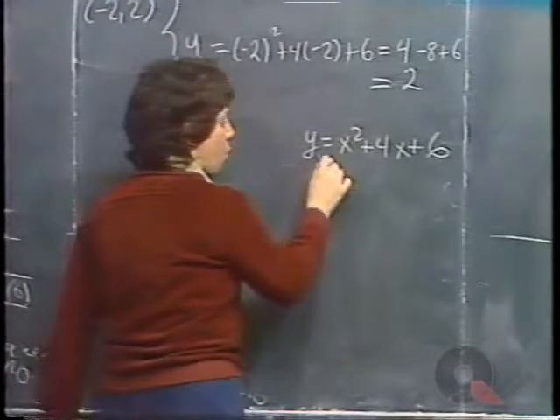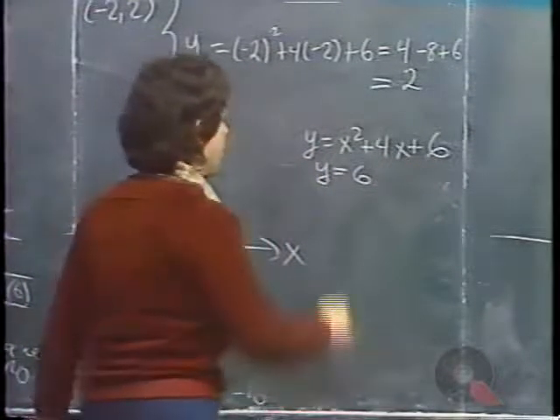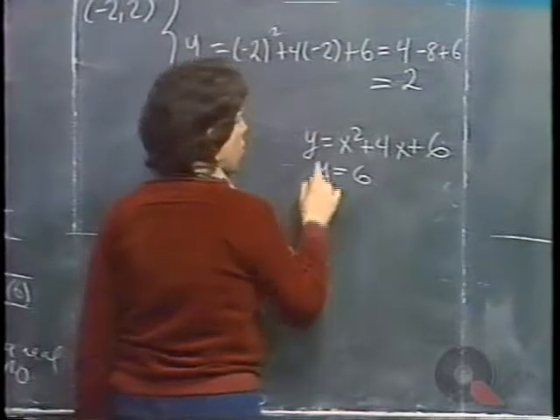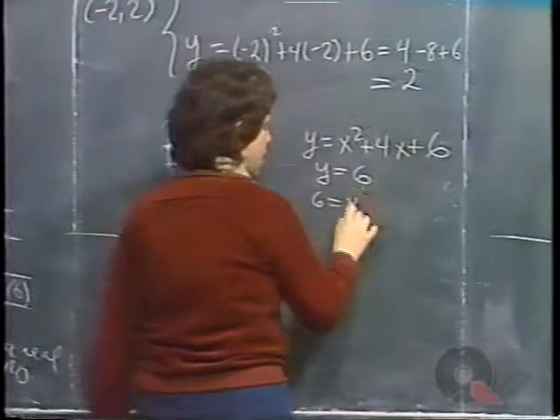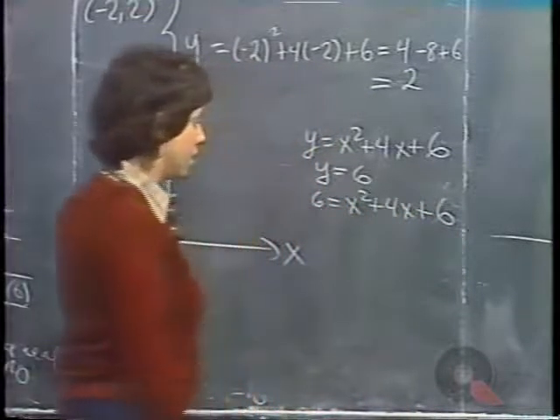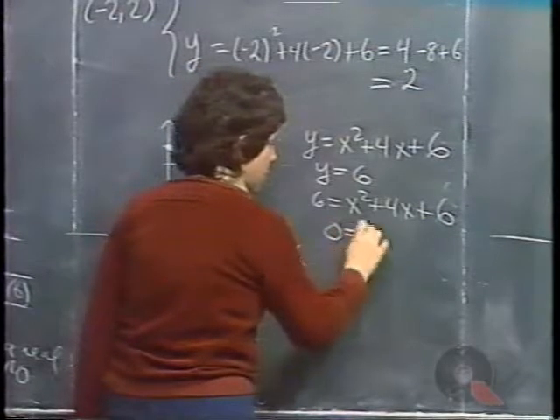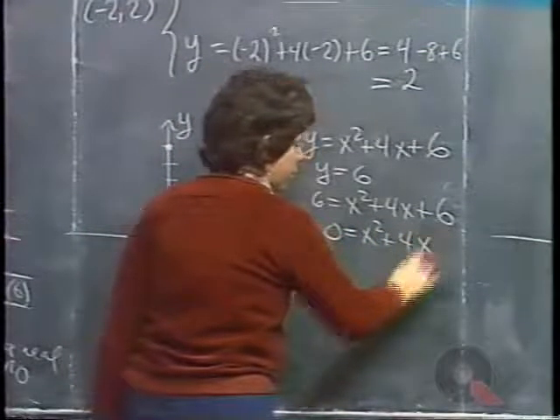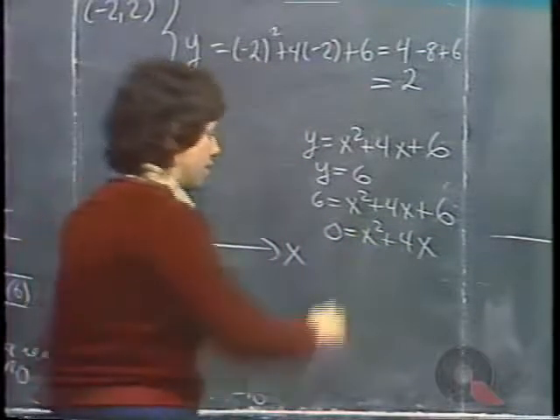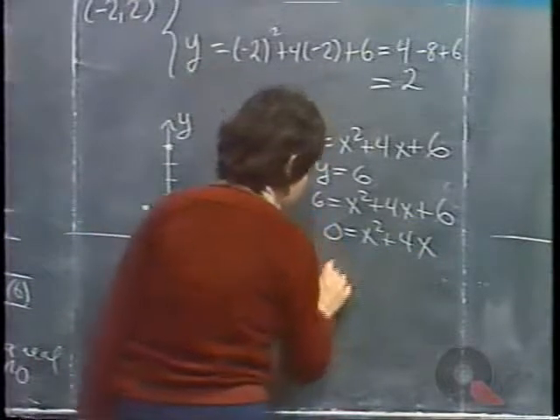Let's set y equal to 6, in other words, whatever the constant is here, c. If y is equal to 6, we get 6 is equal to x squared plus 4x plus 6. Subtracting 6 from both sides, we get 0 equals x squared plus 4x. This is a very easy quadratic equation to solve because we don't have a constant term.